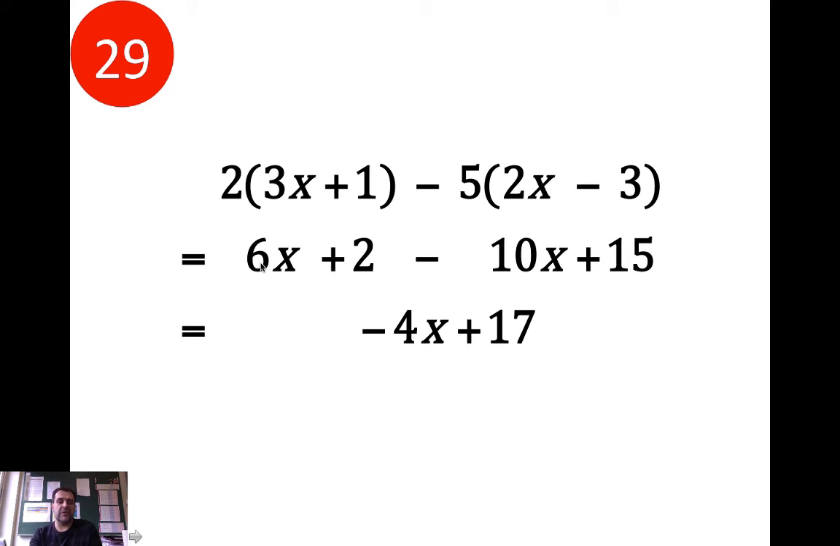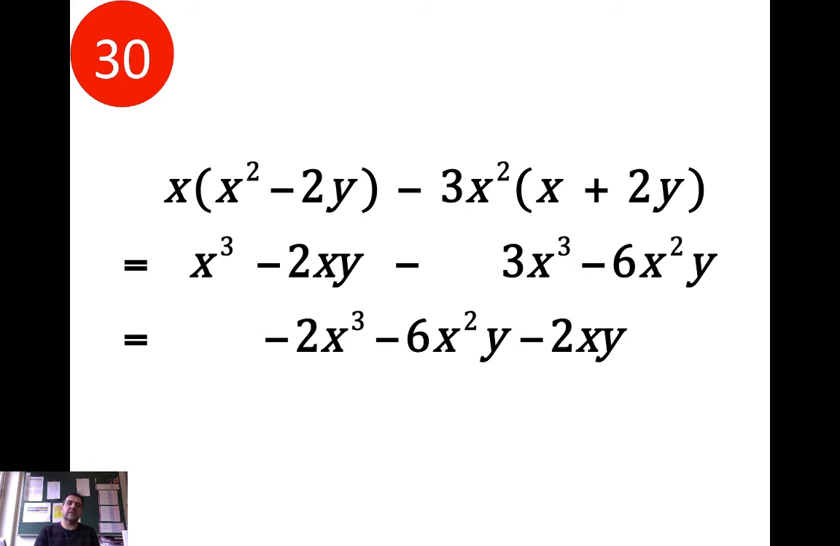So altogether I've got 6x plus 2 minus 10x plus 15. I'll try and gather together the terms of the same type now. So 6x together with minus 10x gives me minus 4x. And 2 together with 15 gives me 17. So the final answer is minus 4x plus 17.